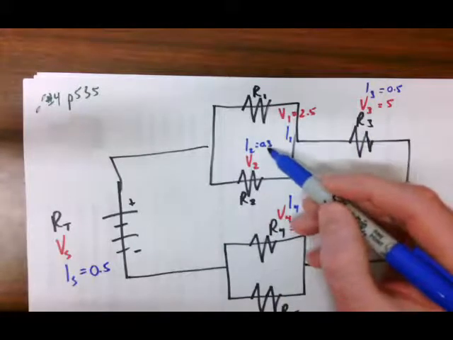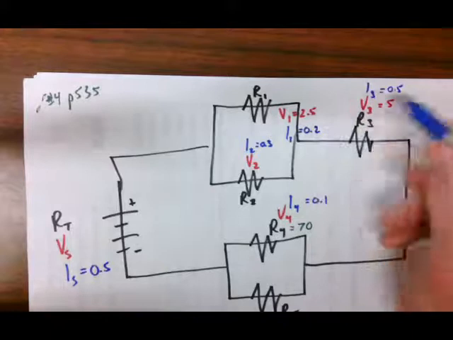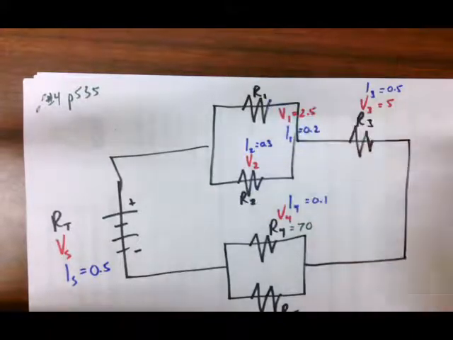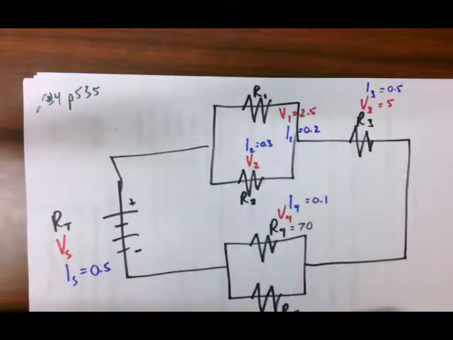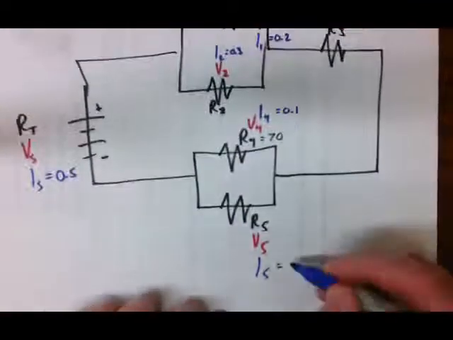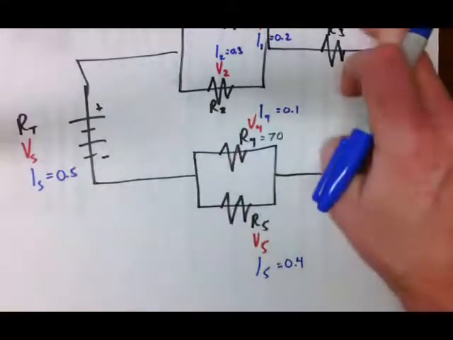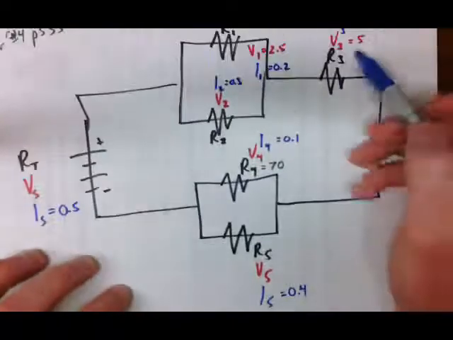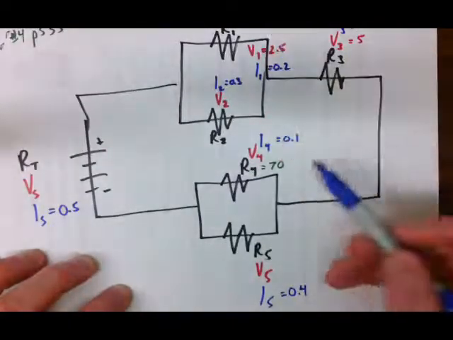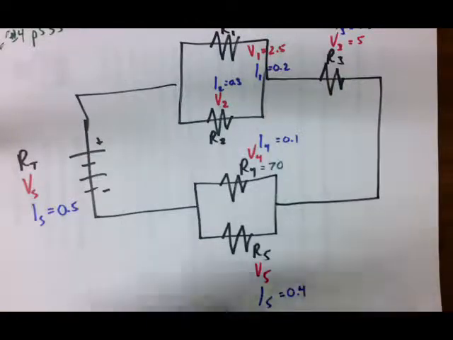But I'm also just seeing that this is 0.3, which means this one needs to be 0.2, because in parallel, amps add up, and they have to equal what the other ones are in series. If this is 0.1, then the bottom one is 0.4, because 0.4 plus 0.1 is 0.5. Okay, so we got all our I's, right? So I can get the R here, I can get the R here, I can get the volts here. Once I have the volts here, I'll know them here. Once I know them there, I'll know them everywhere.